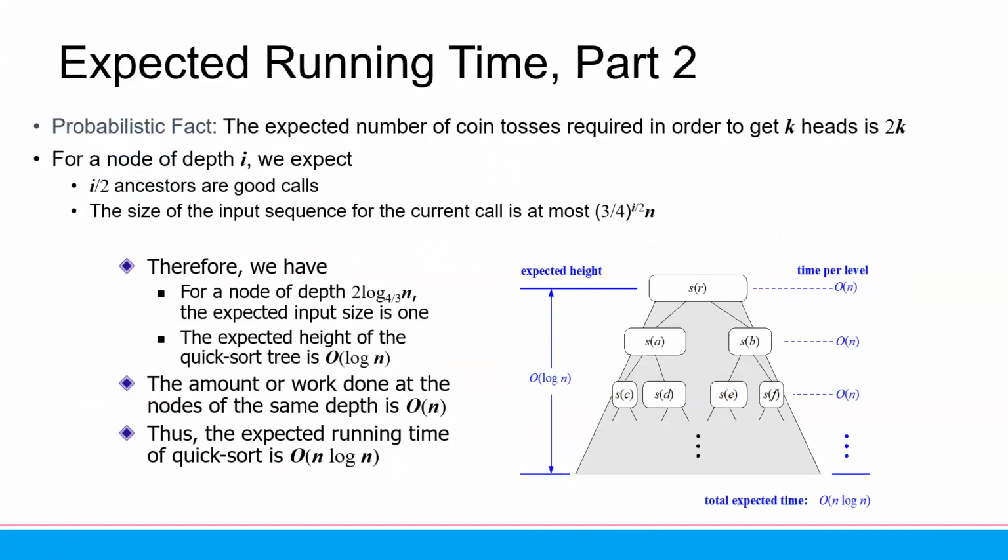Yeah, this is how we can calculate the expected running time of quicksort. If you are using a coin, the probability of tossing a head is 50%. So if you want to get k heads, then from probability, the expected number of tosses will be 2k.